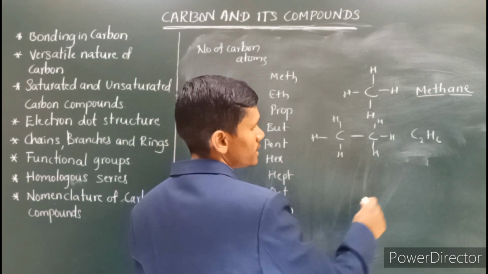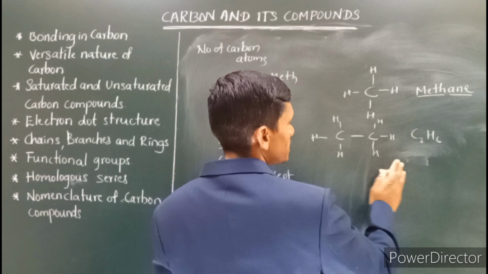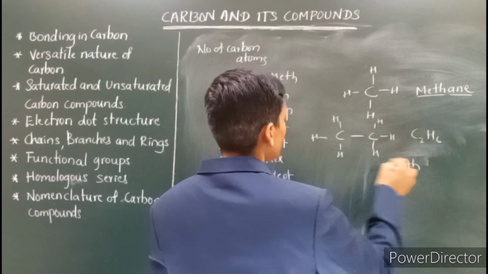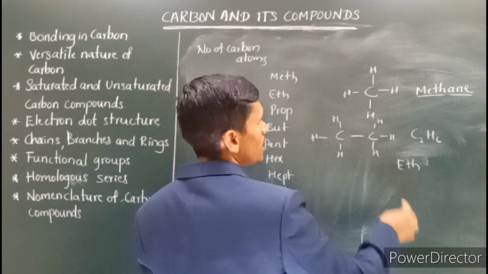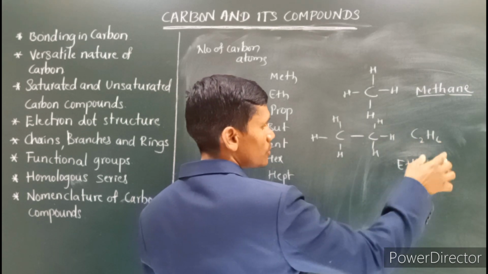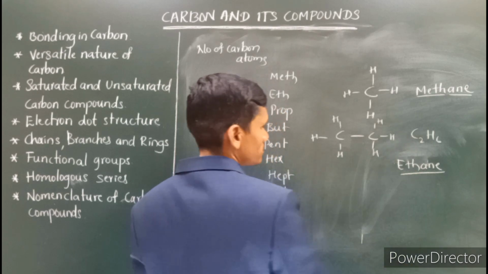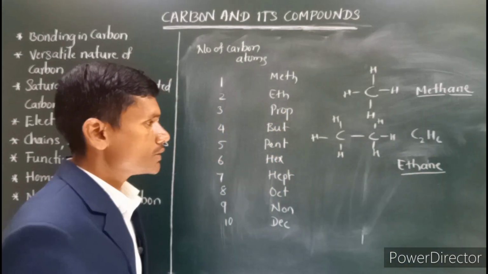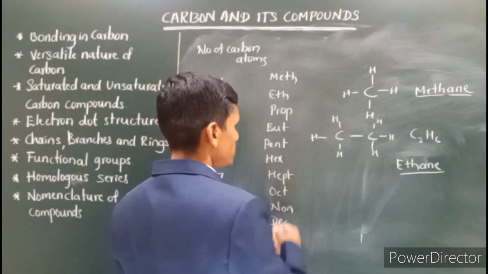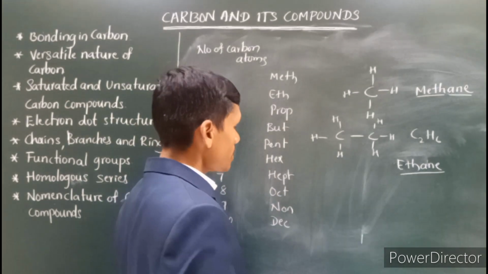Then how to name this? Here there are two carbon atoms, so that is why it is called eth. According to this, it is eth. Since all the hydrogen and between the carbon atoms there is only single bond, that is called ane, ethane. Finished.